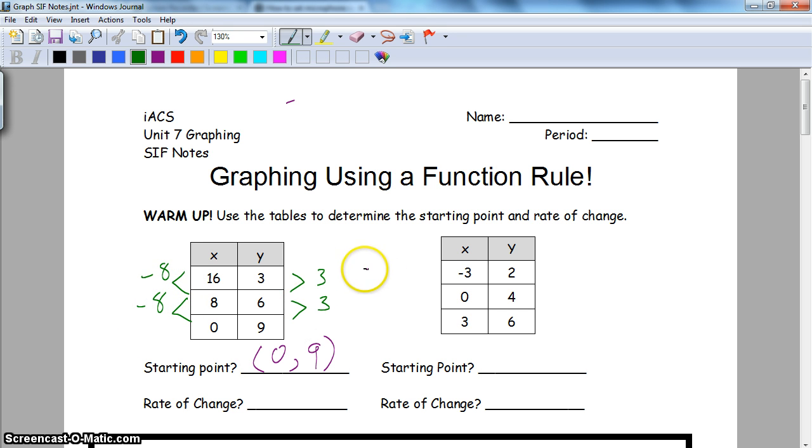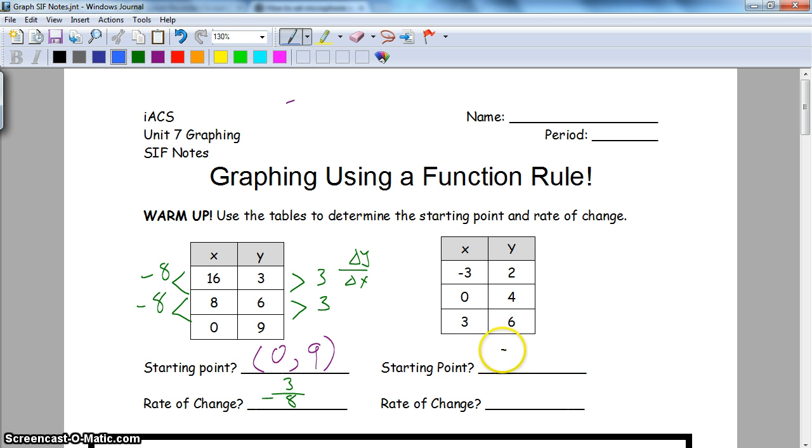So our rate of change is the change in y divided by the change in x. So this is going to be 3 over negative 8. Do me a favor, press pause and try the second one yourselves. Ready, go.